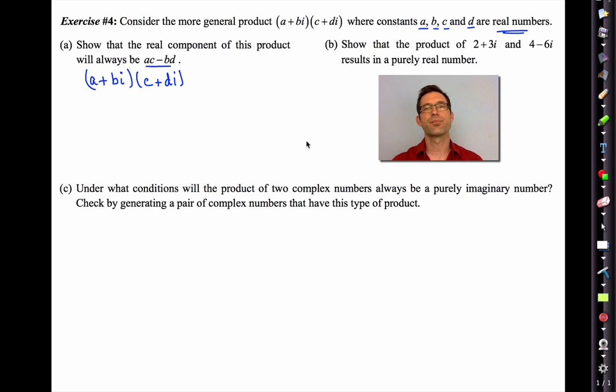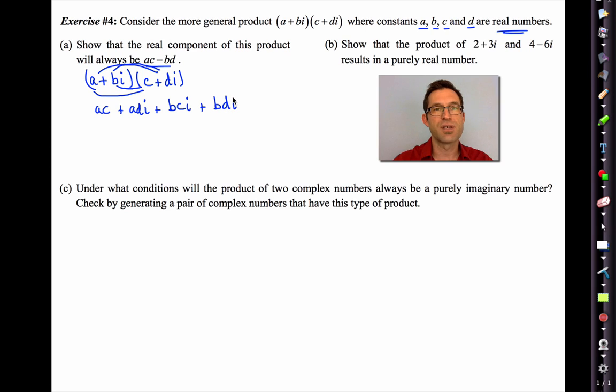Well, how do we show that? Pause the video right now and think about it for a second. Well, we're really going to do what we just did. We're going to have a times c, then plus a times d times i, plus b times c times i, plus b times d times i squared. What can I do with this? I'm going to factor an i out: a times d plus b times c.